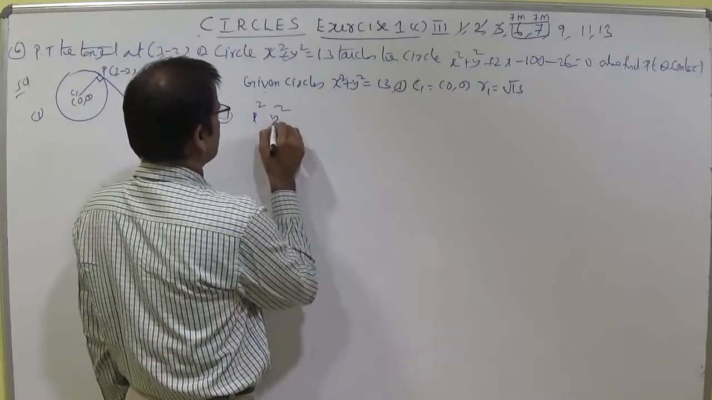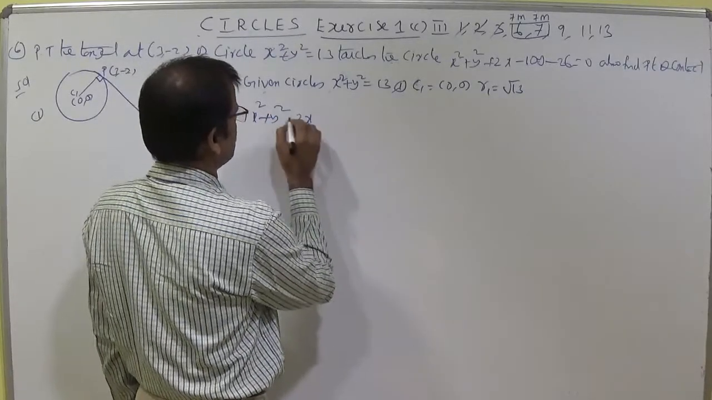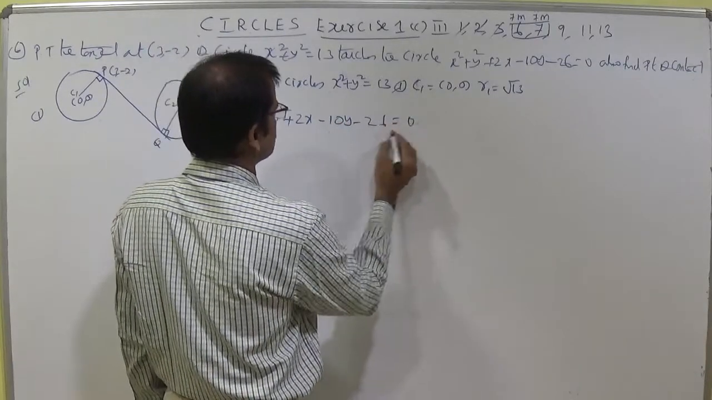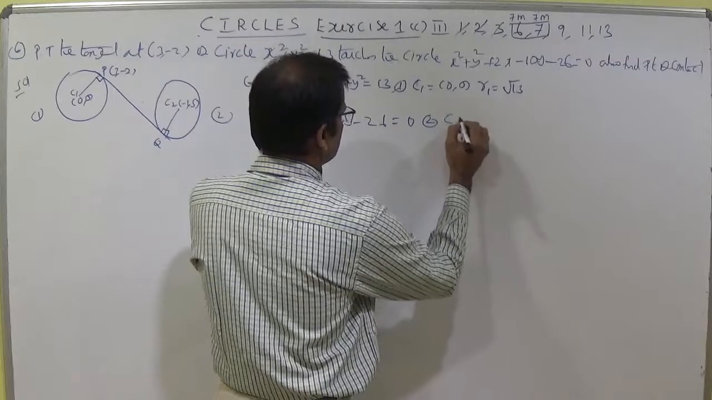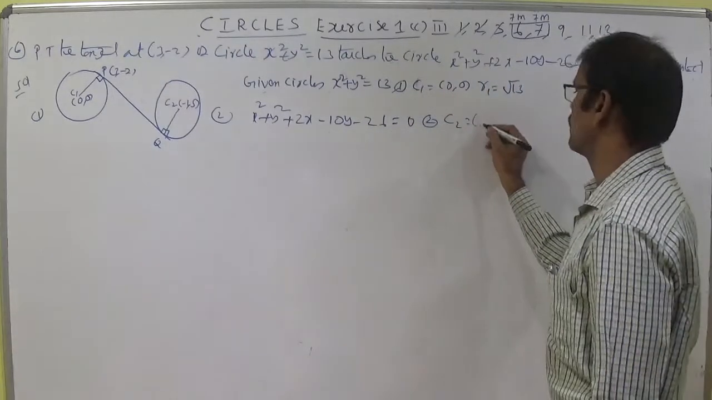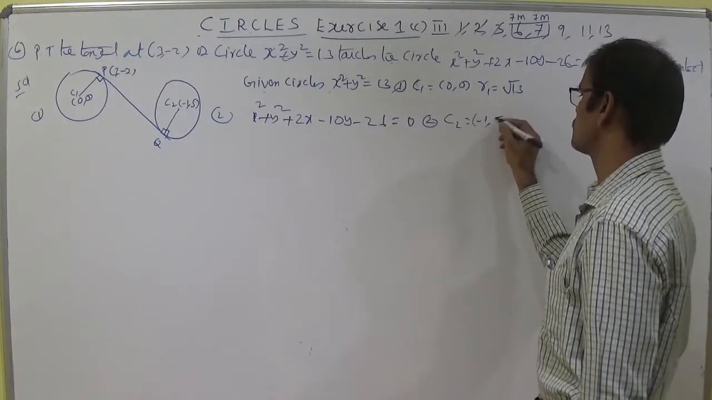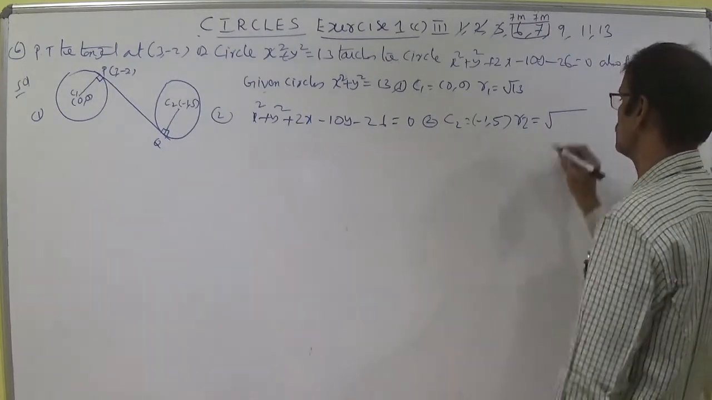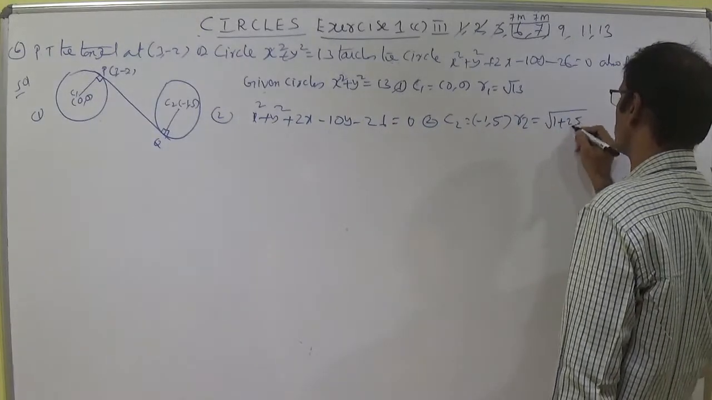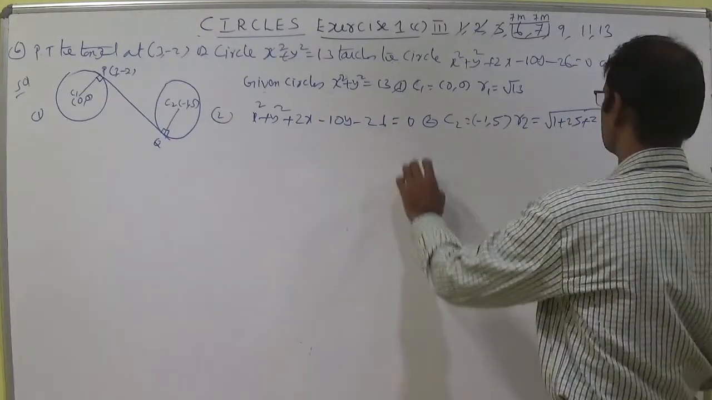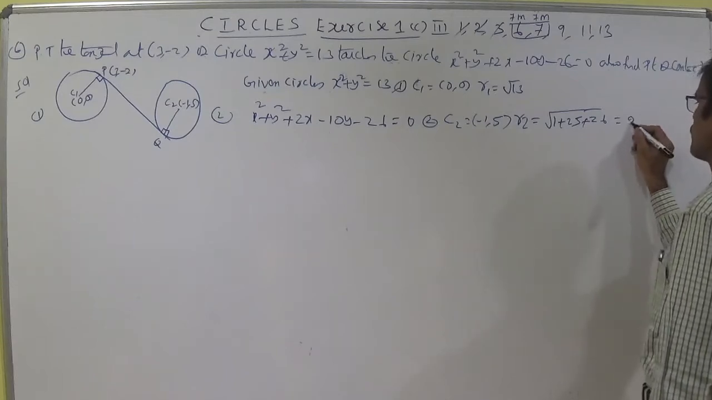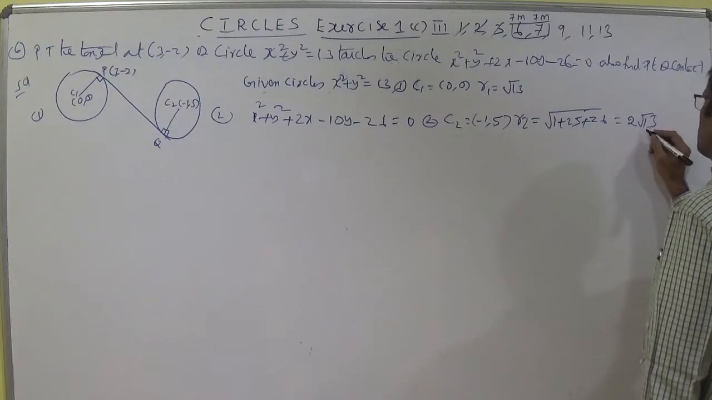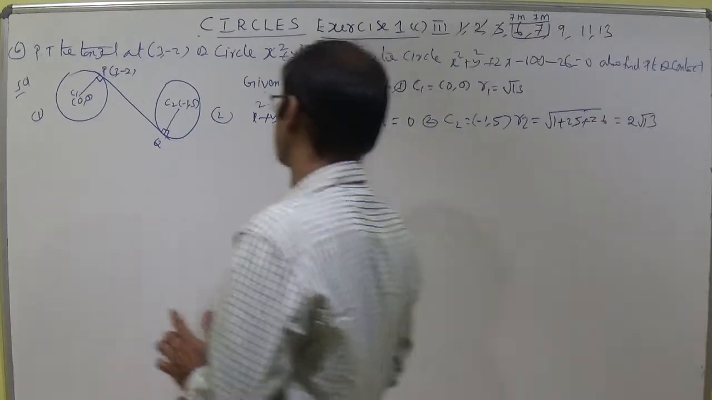Next, given circle x square plus y square plus 2x minus 10y minus 26 equal to 0. This is the second equation. You write here C2 is equal to, according to the formula, minus g comma minus f. So this is minus 1 comma 5, and R2 is equal to root of g square plus f square minus c. You can write this as 1 plus 25 plus 26, that is 52, root 52. You can write that as 2 root 13.